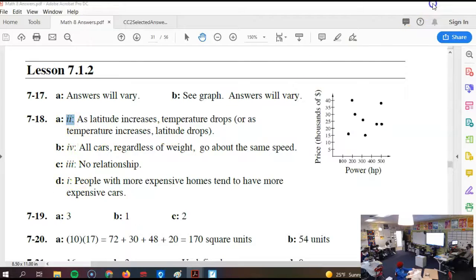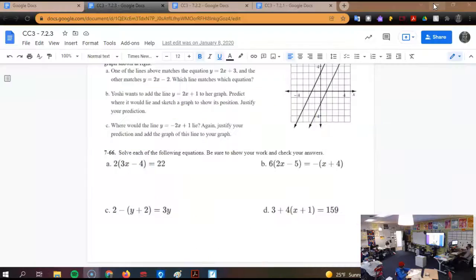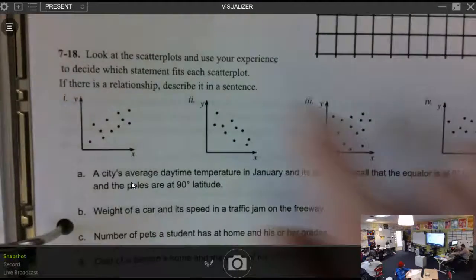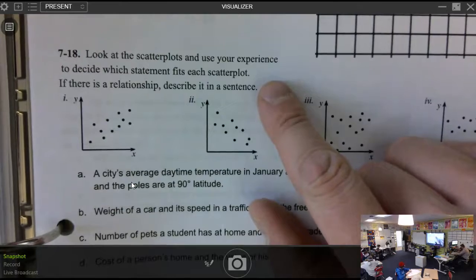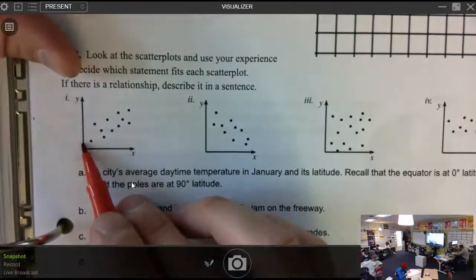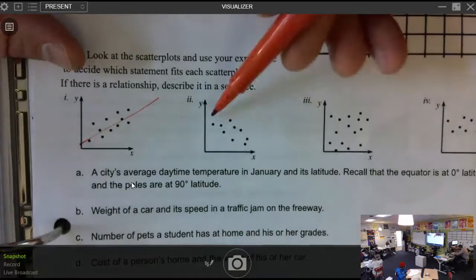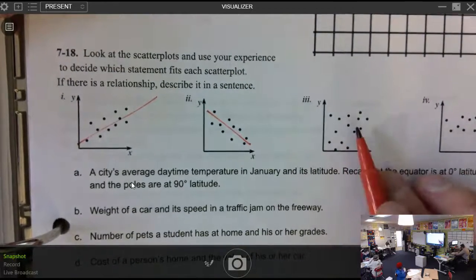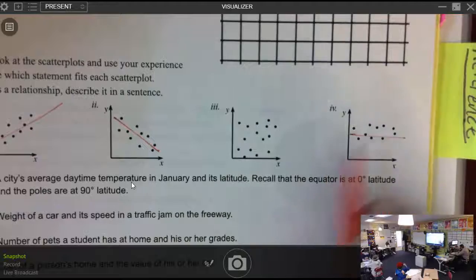Okay, let's go ahead and go back to my paper, if I can find it. Look at the scatter plots. Use your experience to decide which statement fits each scatter plot. If there is a relationship, describe it in a sentence. So we can see this, positive-ish. This, negative-ish. This, malarkey. This, 0, right?